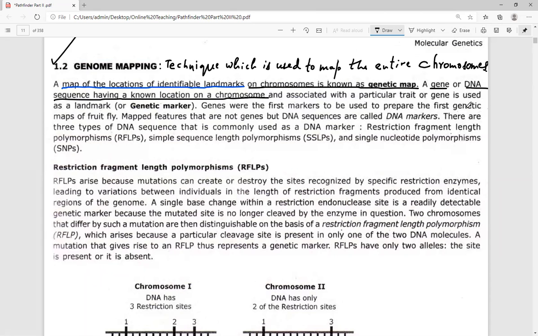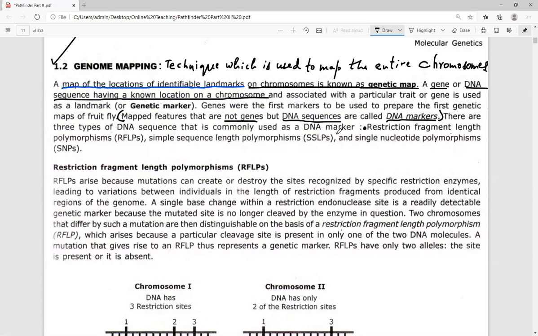Genes were the first markers to be used to prepare the first genetic map of the fruit fly. Mapped features that are not genes but DNA sequences are called DNA markers. If there are sequences that are not genes but just DNA sequences, then these are referred to as DNA markers. These DNA markers commonly are restriction fragment length polymorphism.